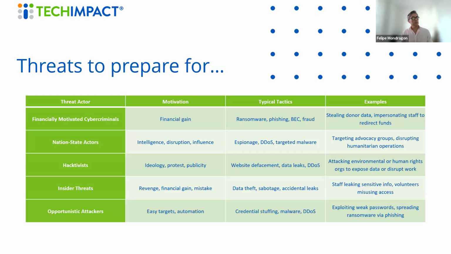Nation state, we don't see as much of those. Those are more targeted, but they're much, much more dangerous, and they're much better funded. In many cases, if you have to worry about a nation state type actor, you probably already know it based on the type of work that your organization does. But they use much more highly developed tactics and targeted malware, for example.